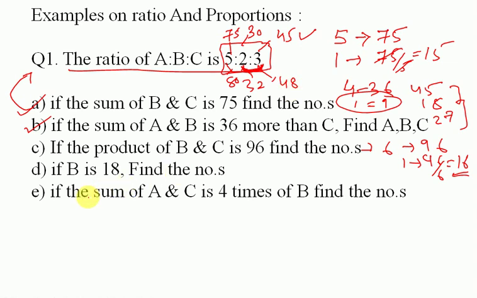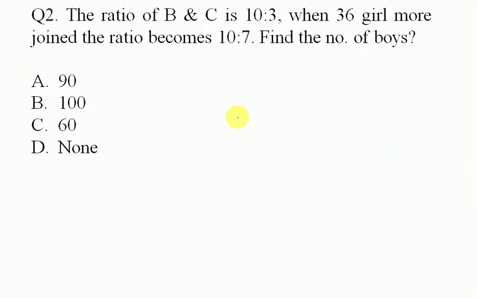If B is 18, that means 2 is equal to 18. Find the numbers. What is 1 equal to? 9. So this we can easily solve. Put in the value. All these are small problems which we can easily solve. As I told you, the main concept comes from the next question onwards. How are we going to solve this type of problem?